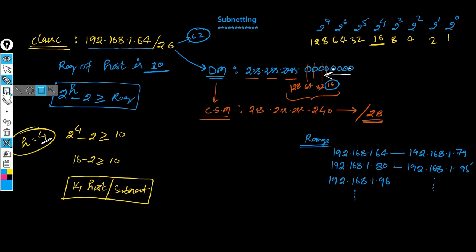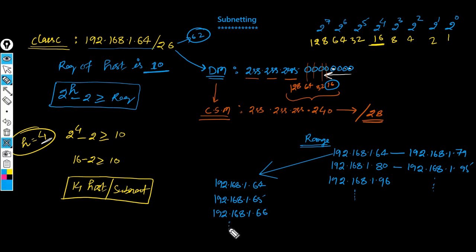Now if I take one of the networks from here and do the range calculation, it is 192.168.1.64, next will be 192.168.1.65, 192.168.1.66. Like this it will keep on going till 79, correct? Now this is going to be your network ID, this is going to be your broadcast ID, and in between your valid hosts will be there, correct? So the total number of valid hosts will be 14 only. This is how you will be able to calculate your subnetting of a subnetted network.